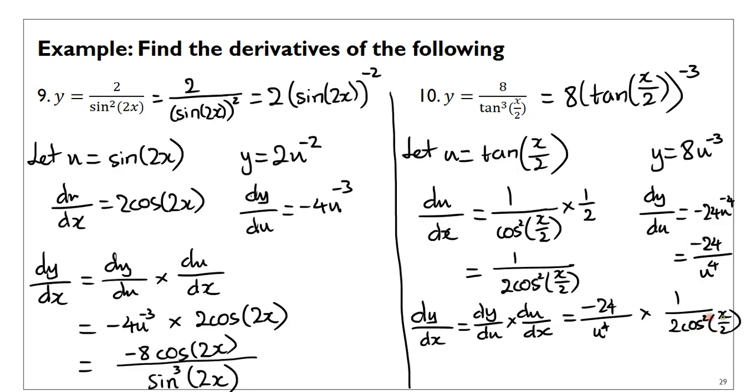Okay, so you need to substitute tan of x over 2 back for u and then simplify. So let's just do that in one go. So we have -12. So basically just divide 24 and 2 here. And then at the denominator, I'm going to have tan to the power 4 of x over 2 times cosine square of x over 2. And that is going to be my derivative. That is it for these examples.